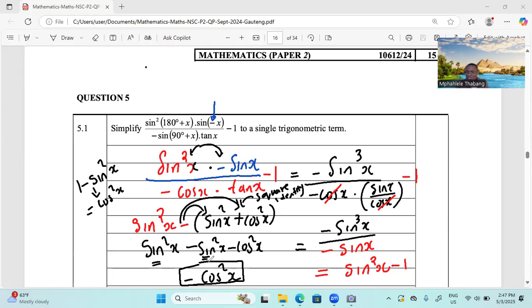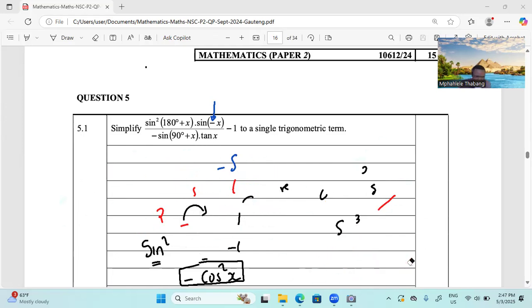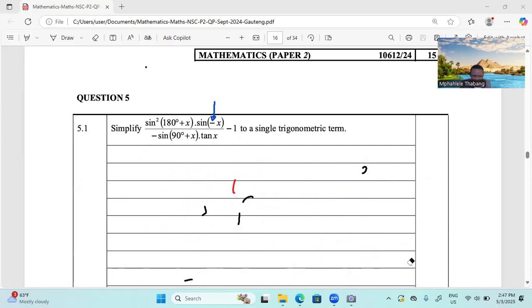I almost left it as sine squared x minus 1. And I noticed that this need to be solved further. But let me tell you what helped me not to stop. What came to my mind so that I do not stop.